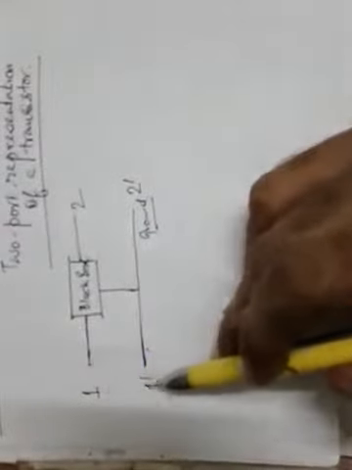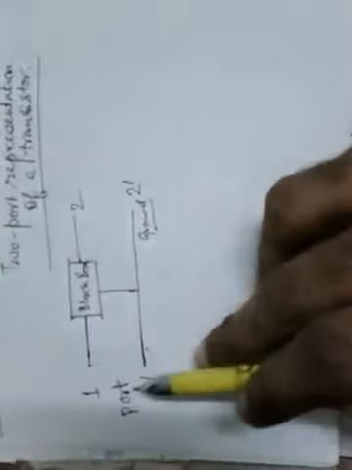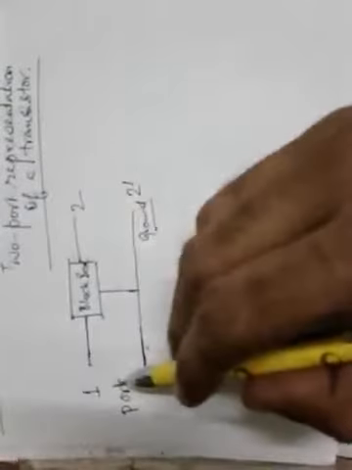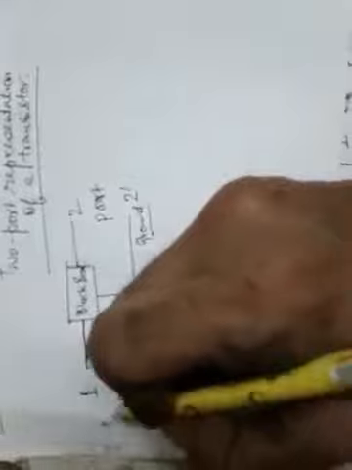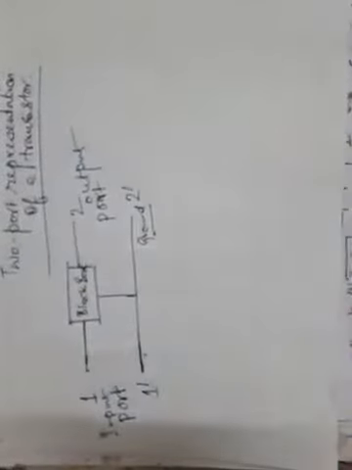So these two terminals 1 and 1 dashed will constitute a port. This will be called a port. That means a port consists of two terminals. So this will be a port and this will be another port. So this representation will give you two ports. Generally the left side is marked as the input port and the right side is marked as the output port. So 1 1 dashed is the input port and 2 2 dashed is the output port.